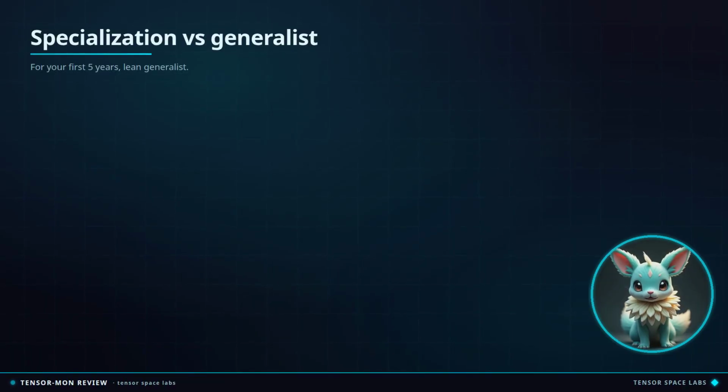People will tell you to specialize. For your first 5 years in the field, lean generalist. Build across the stack. Touch data, touch models, touch infrastructure, touch the app layer. You can specialize later, once you know what you like.